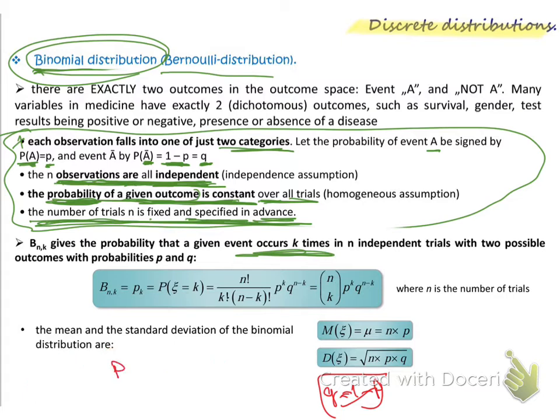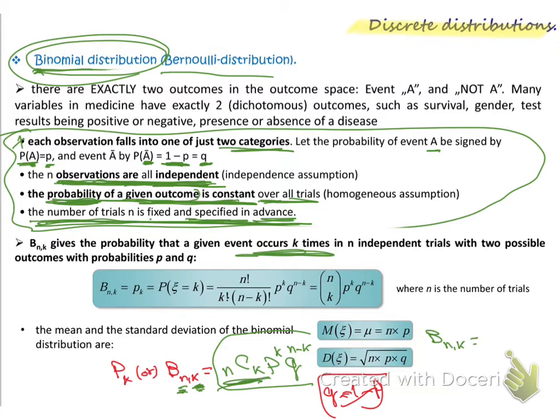So, P of K, or you can call it Bernoulli's N K, will equal N C K, P of power K, Q of power N minus K. That's it, okay? So I know that N C K equals, so P N K, or P K as you like to call it, will be equal to N C K.